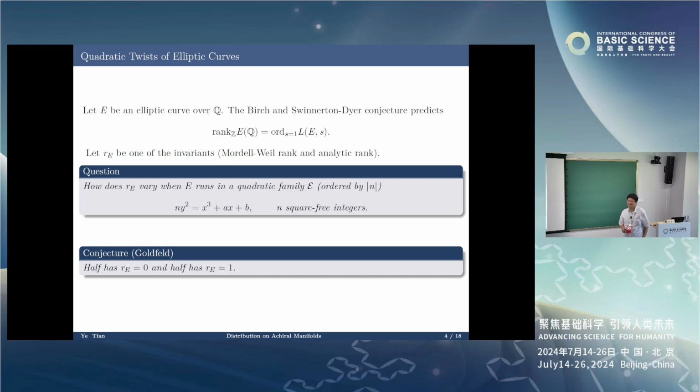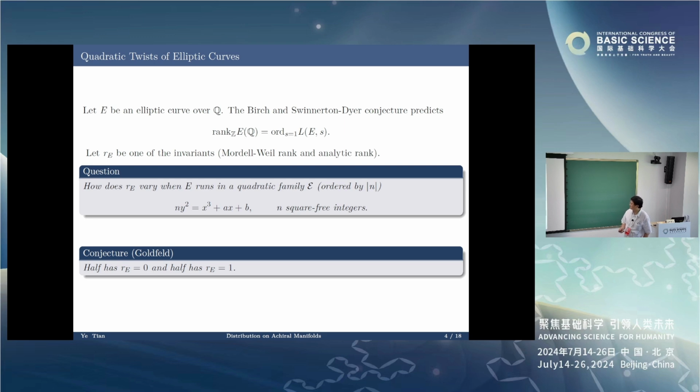And Goldfeld gave a conjecture. In both cases, half has R(E) equals 0, and half has R(E) equals 1. For R(E) equals 0, basically there is no solution. But if R(E) equals 1, then the solution can be given by Heegner points. So we are interested in this conjecture.